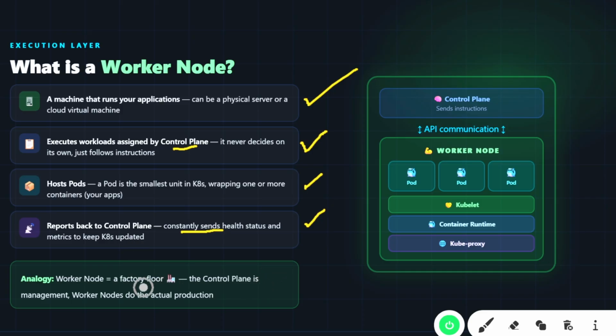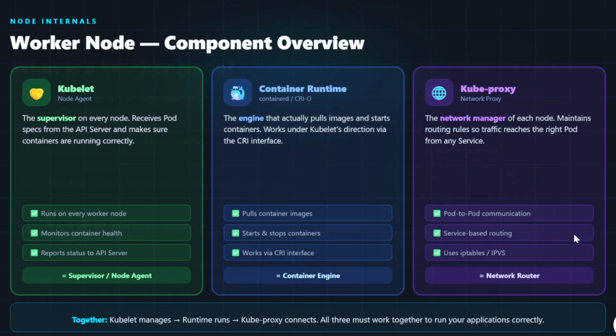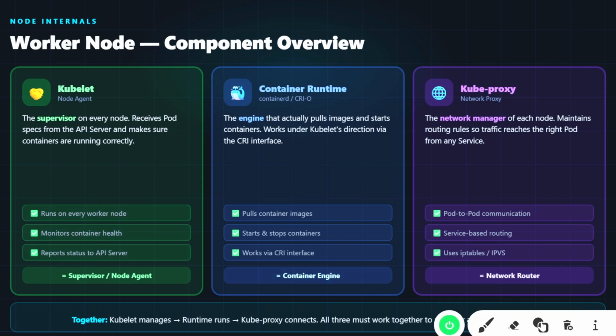And as a non-technical example, for simple understanding, you can think of the worker node as a factory floor, where the control plane is the management and the worker nodes do the actual production. So here, this is how exactly the points I have just discussed work. The control plane sends the instruction through the API. It communicates to the worker node and it does the actual things. Now let us deep dive into the components within the worker node. It's just kind of an overview. Later we will be deep diving into each and every component.